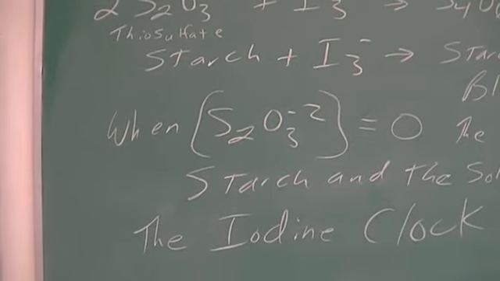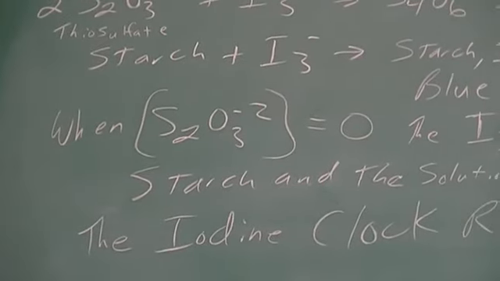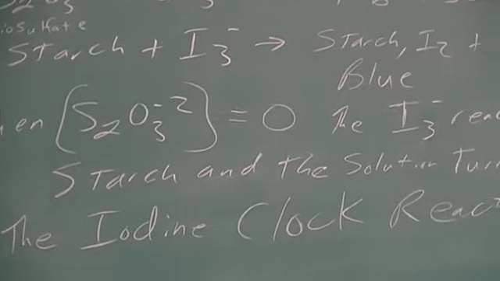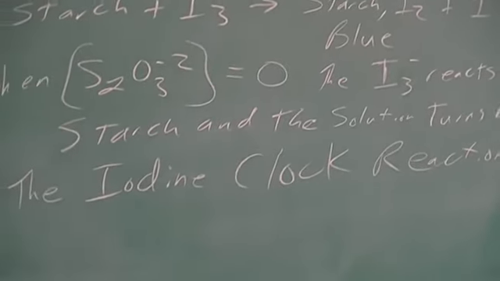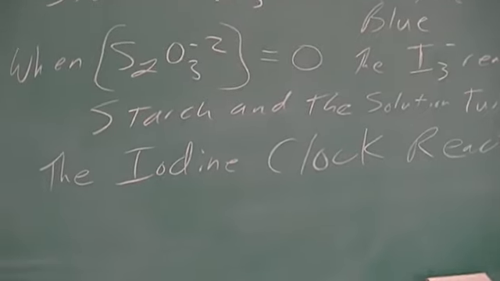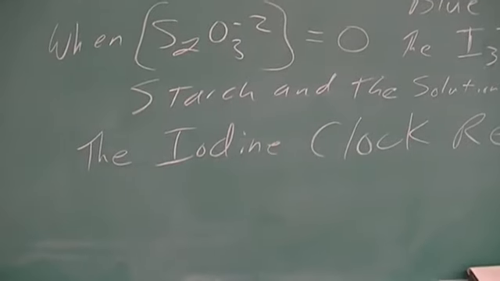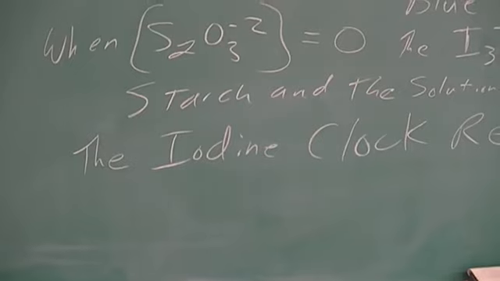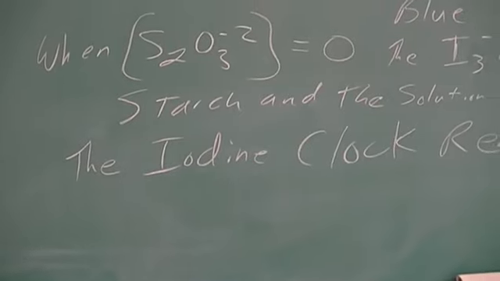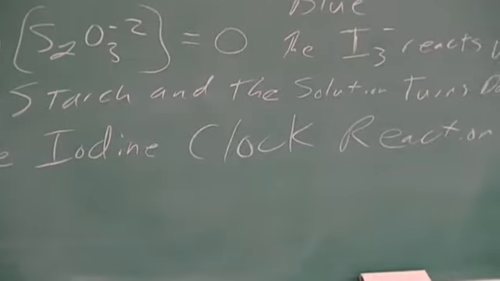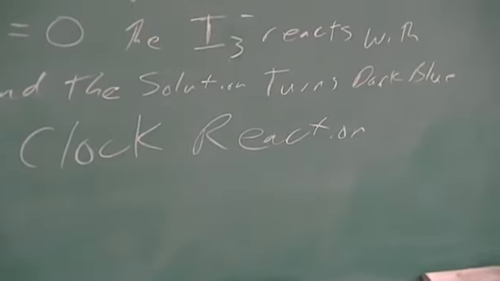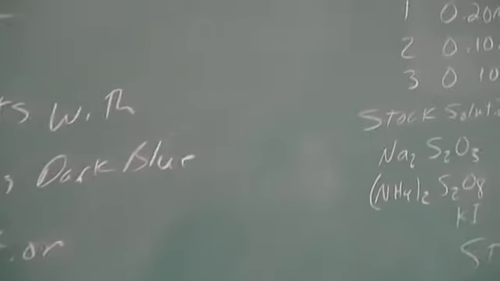So again, when the S2O3^2- has a concentration of 0, the triiodide will then react with the starch, it will turn blue, and we will stop our clock, and we will then have our time that we will record in seconds for this to change colors. So this is called the iodine clock reaction. It's a very famous chemical reaction.